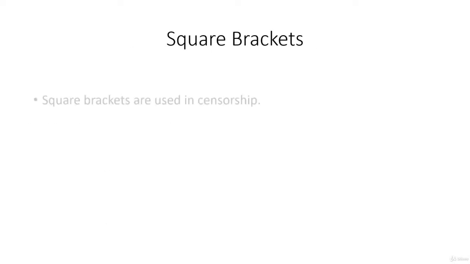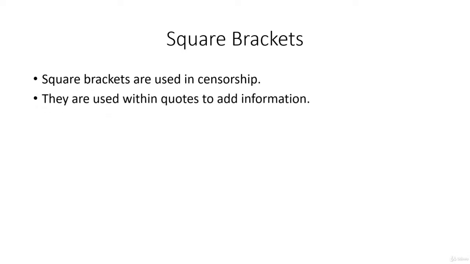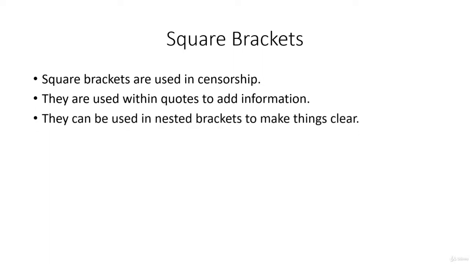Look at square brackets now. Square brackets are used in censorship. They're also used in quotes to add information, and can be used in nested brackets to make things clear which comments go where. And they have one very specific use, namely when writing [sic] when quoting someone.